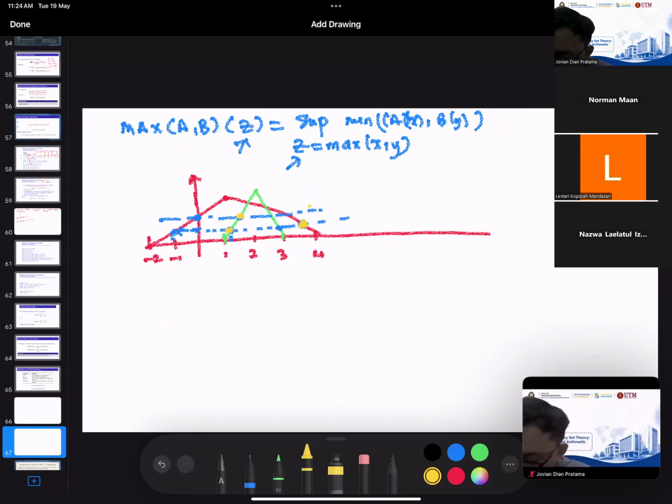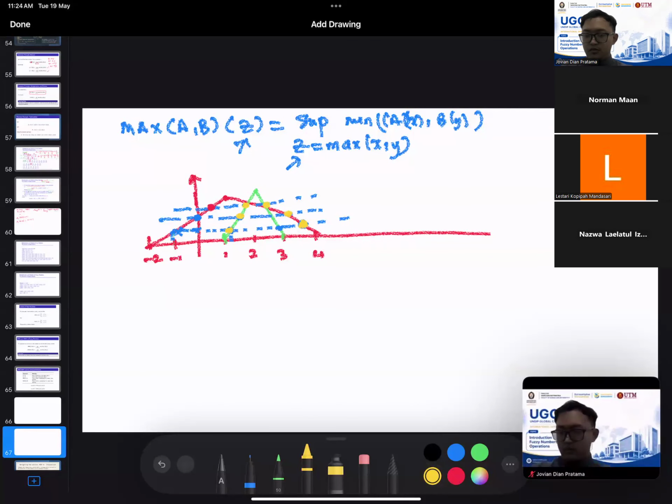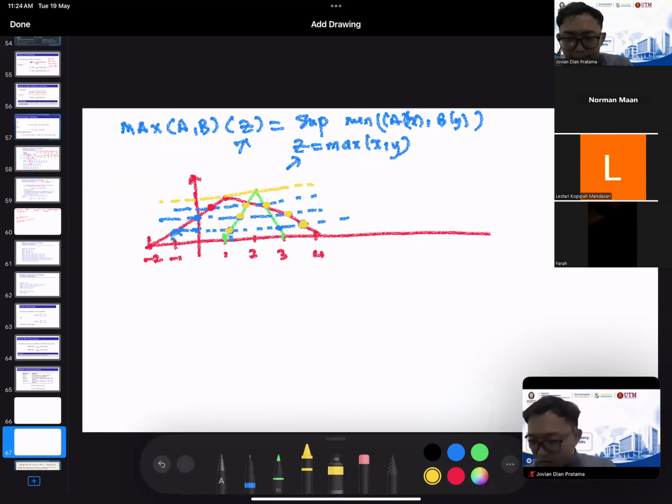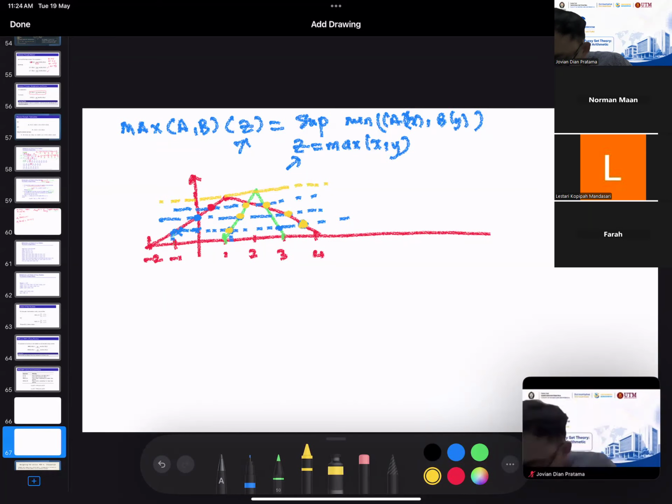So you increase the value of alpha until you get something like this. The lower part between this and here, definitely you choose the yellow one. The upper part is actually the same. Afterwards, when alpha is equal to 1, of course you choose this one. So the diagram that you should have for this operation is this one.